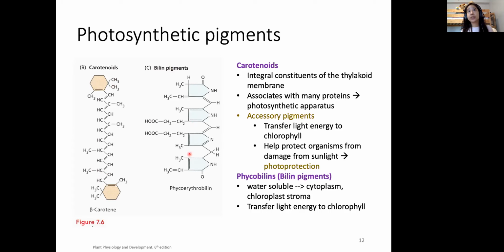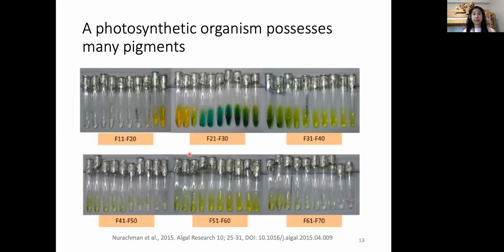And finally, the bilin pigments or phycobilin. This is another pigment. It is water soluble, and therefore it can be in the stroma or cytoplasm of some bacteria. It can transfer the light energy to chlorophyll. Here I have some example of the algae called chlorella.